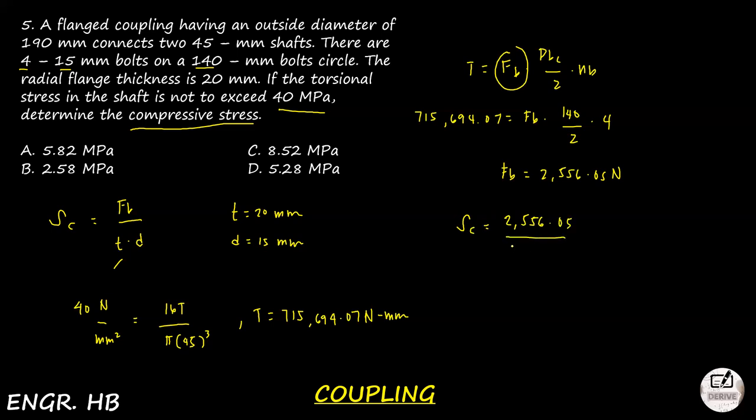So our SC will become 2556.05 divided by 20 times 15 sa ilalim as your area compressed. So that was 8.52 megapascal. So meron bang answer? So between 5.82 to 5.58... So letter C, ayan, 8.52 megapascal. So the answer is letter C for the item number 5. Okay. That was the answer for the number 5.